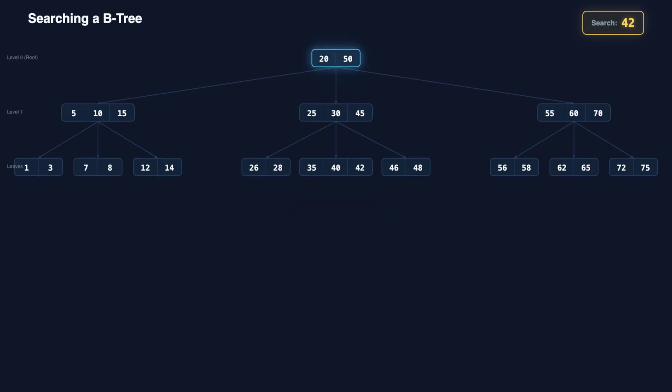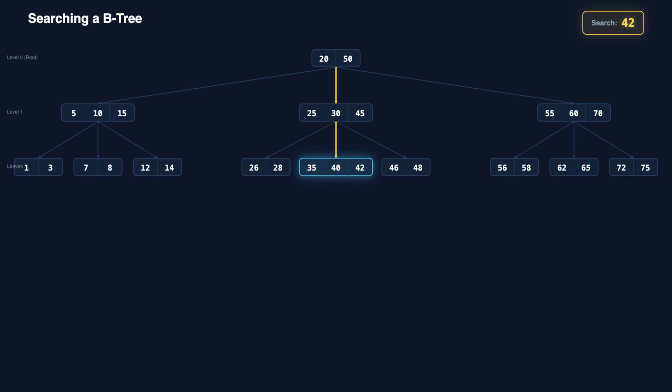Let's search for the value 42. We start at the root node. The root holds the keys 20 and 50. 42 is greater than 20 but less than 50, so we follow the middle pointer down to the next level. Now we're at an internal node with the keys 30 and 45. 42 is greater than 30 but less than 45. We follow the middle pointer again.